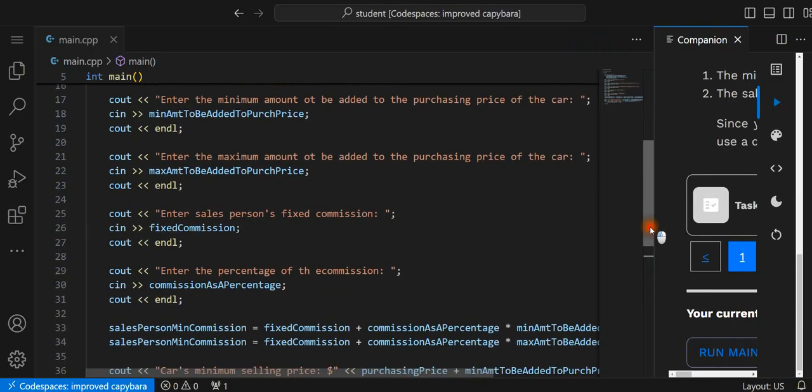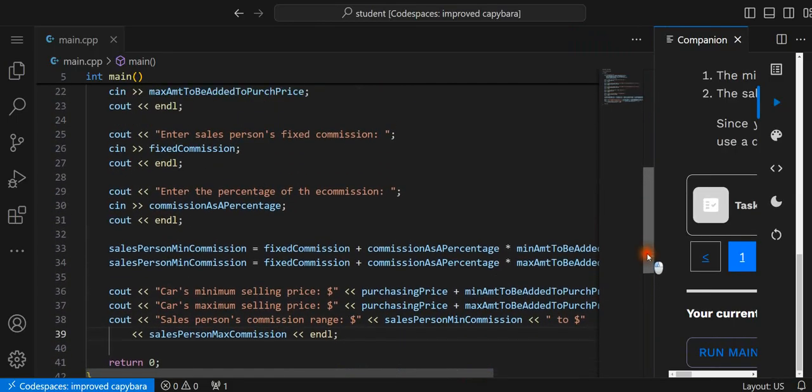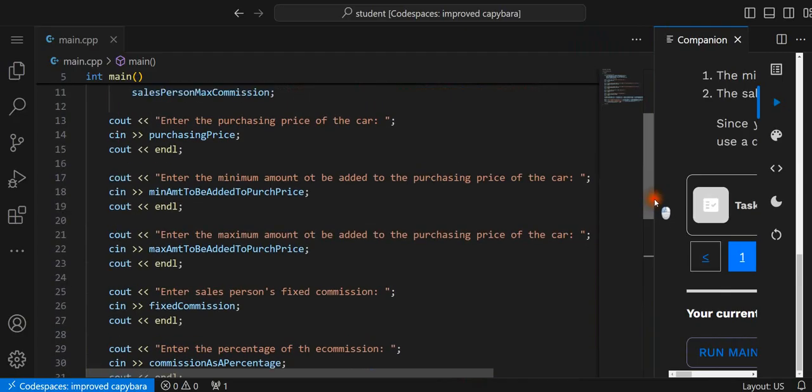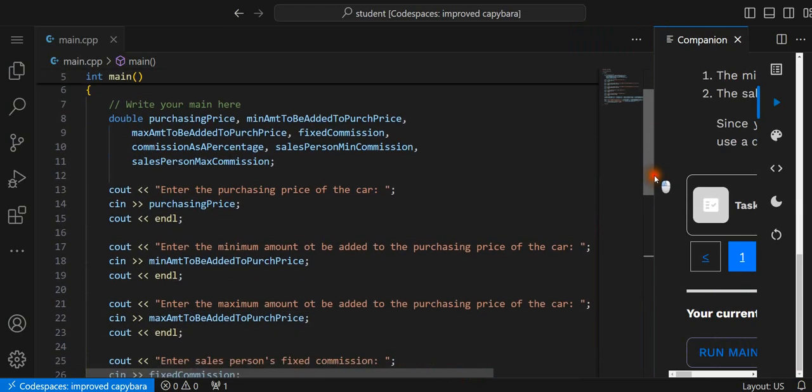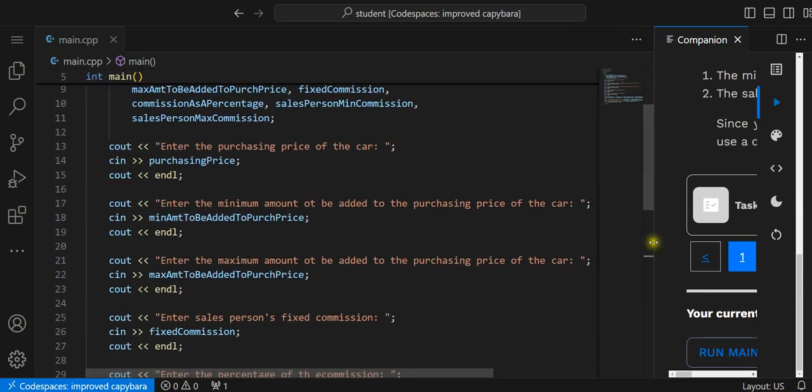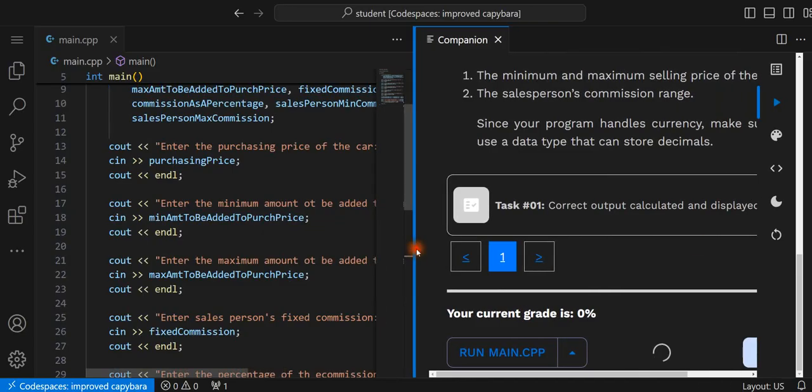So, do I need to round anything off? No, it didn't say round anything. Still waiting for that to calculate. Let's go. Yep. So let's see what we didn't do.